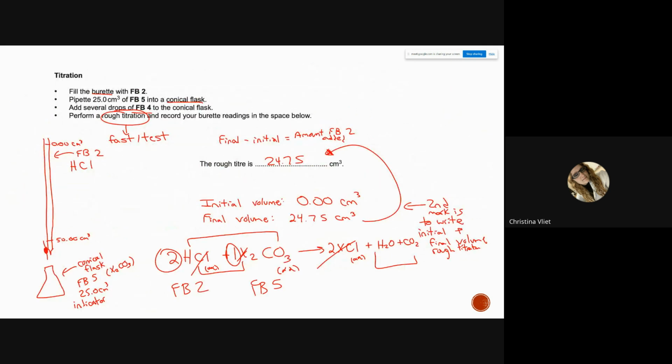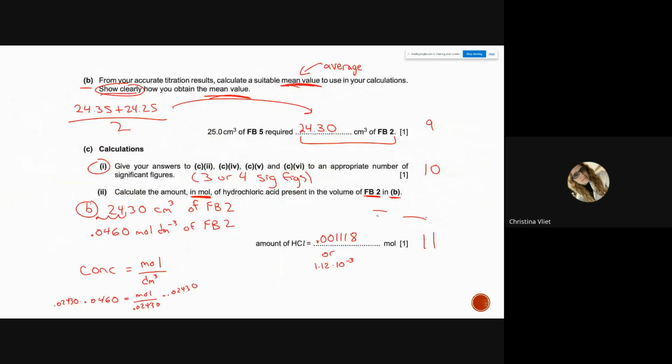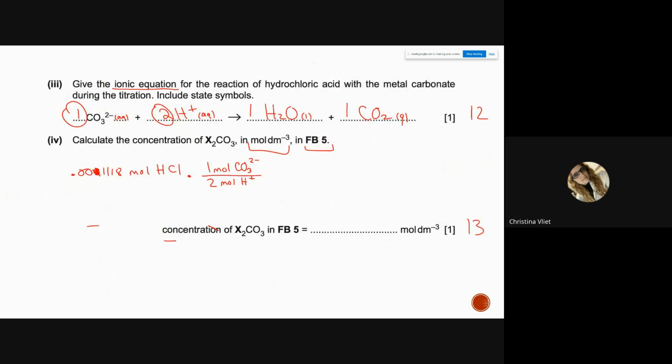It might have been easier to see if you were looking at the full equation, which is here: 2 moles of HCl for 1 mole of X2CO3. This is the same equation. Ionic equations sometimes are confusing to look at because you're missing the spectator ions. But it's the same equation I wrote here. It's that mole ratio. So basically divide by 2, and when I divide by 2, I get 5.589 times 10 to the negative 4 moles of CO3 2-.